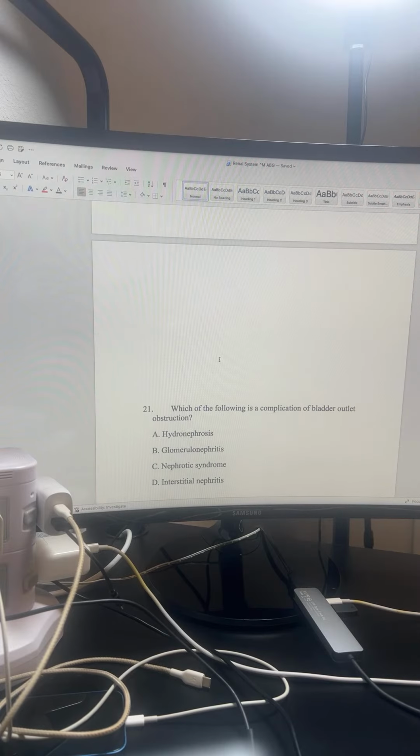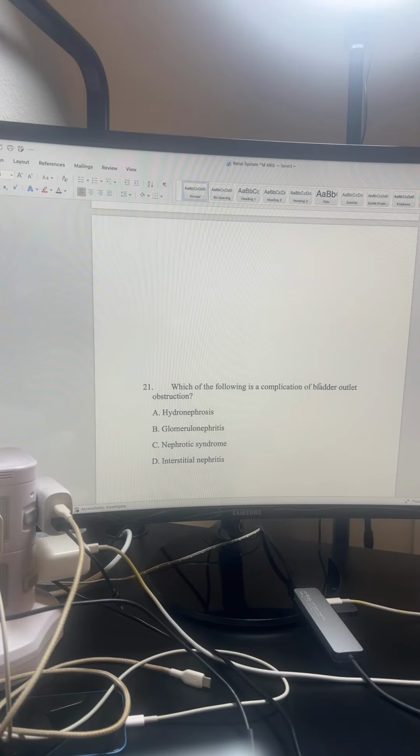All right. Which of the following is a complication of bladder outlet obstruction? A, hydronephrosis, B, glomerulonephritis, C, nephrotic syndrome, or D, interstitial nephritis. Let's see, A, hydronephrosis, A, nice. Okay.